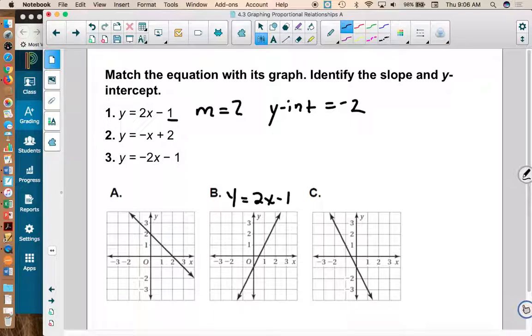Okay. So what is the slope of number 2? m equals what? Just looking here at the equation. Negative 1. Good. And the y-intercept equals what, Grace? What's the y-intercept of number 2? 2. Good.